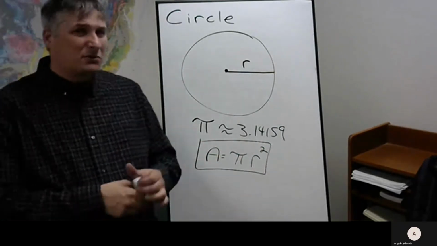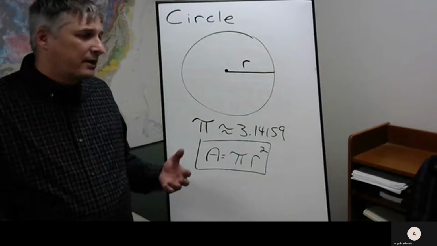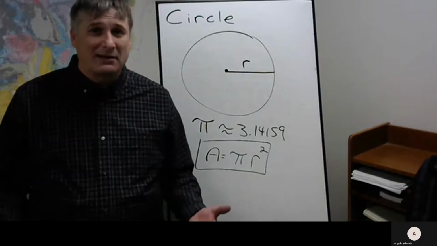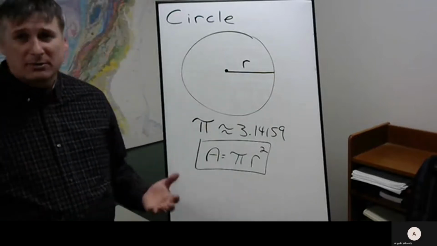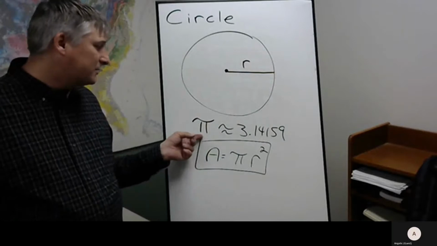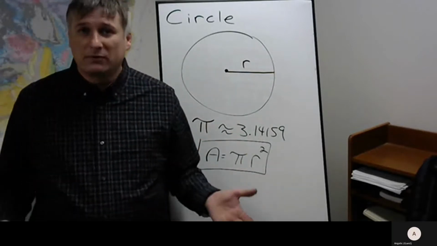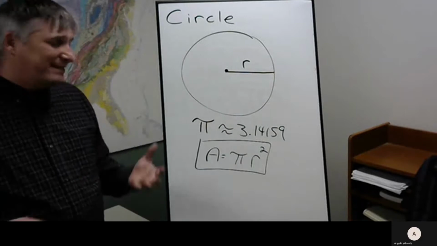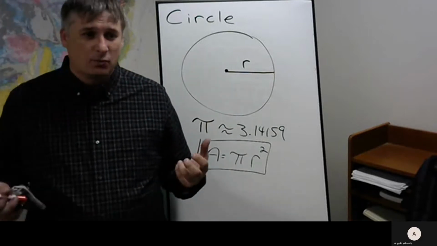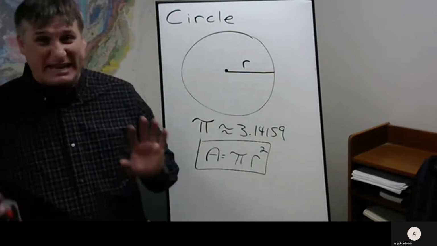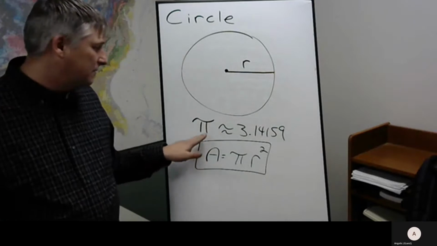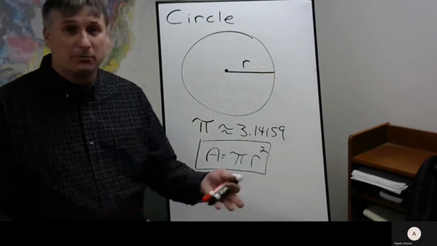Now, again, with circles, we're going to have 2 types of answers. We're going to have the approximate answer and the exact answer. The approximate answer is when we replace pi with an approximation, that's 3.14159. The exact answer is we don't try to replace pi with anything. We just use the symbol pi. I'll go through both.